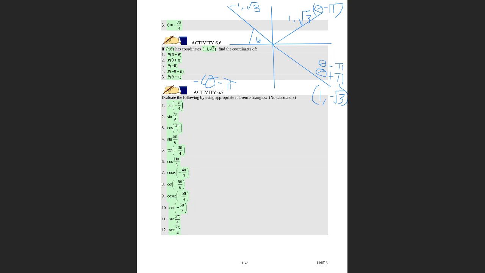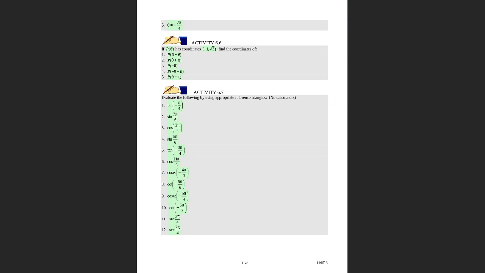Then our next one, let's draw. So we are going to do number 3 now. Let us draw the coordinates again. So our original one is here. And according to the question, this is theta. And this is in the second quadrant because for points in the second quadrant, x is negative and y is positive. So we have minus 1 and square root of 3.